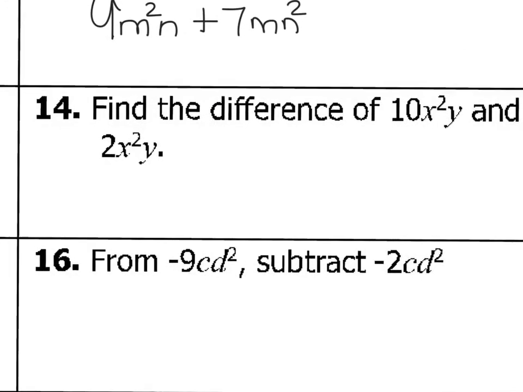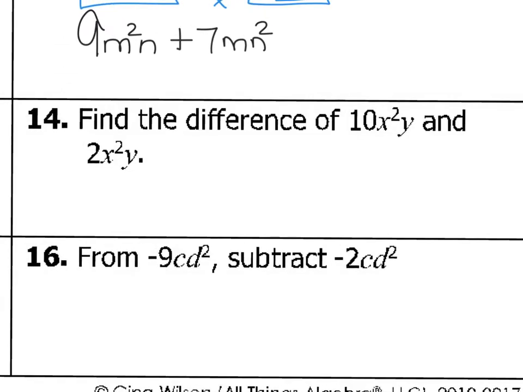Let's look at this one. It says "the difference of," so where the "and" is, that's where I'm going to put my subtraction sign. X squared y, they have the same variable and exponent. So 10 minus 2 is 8x squared y.